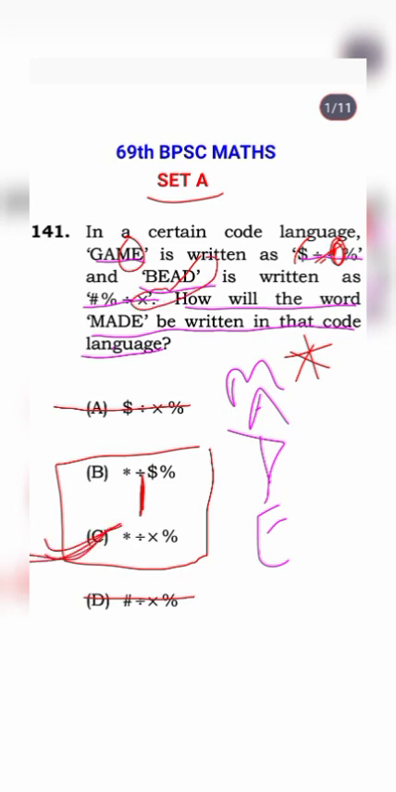Now we will see the next question. I think it is clear. We just had to see D, and D is equal to multiplication. Here the multiplication is in the fourth position, so C is the correct answer. Okay, now we move further.